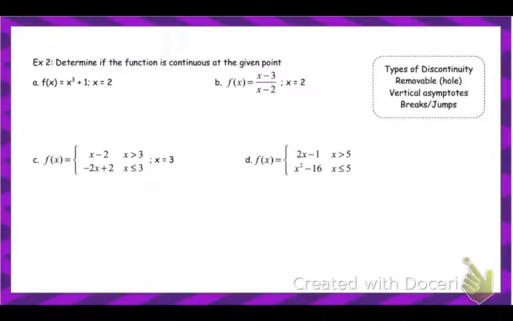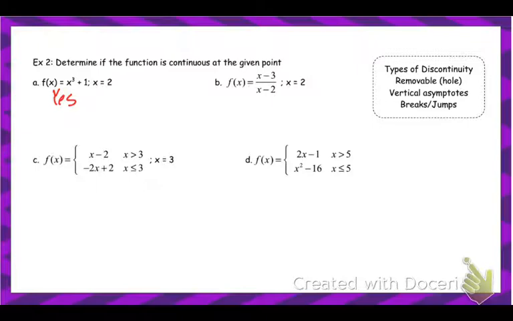So we're just going to talk about at a specific point. If you look at this first graph, when x equals 2, well, x cubed plus 1 is a polynomial. Polynomials are continuous everywhere, so yes, this graph is continuous. We also know if I plug it in, I'm going to get a y value. It's going to be defined. Nothing crazy is happening on that graph.